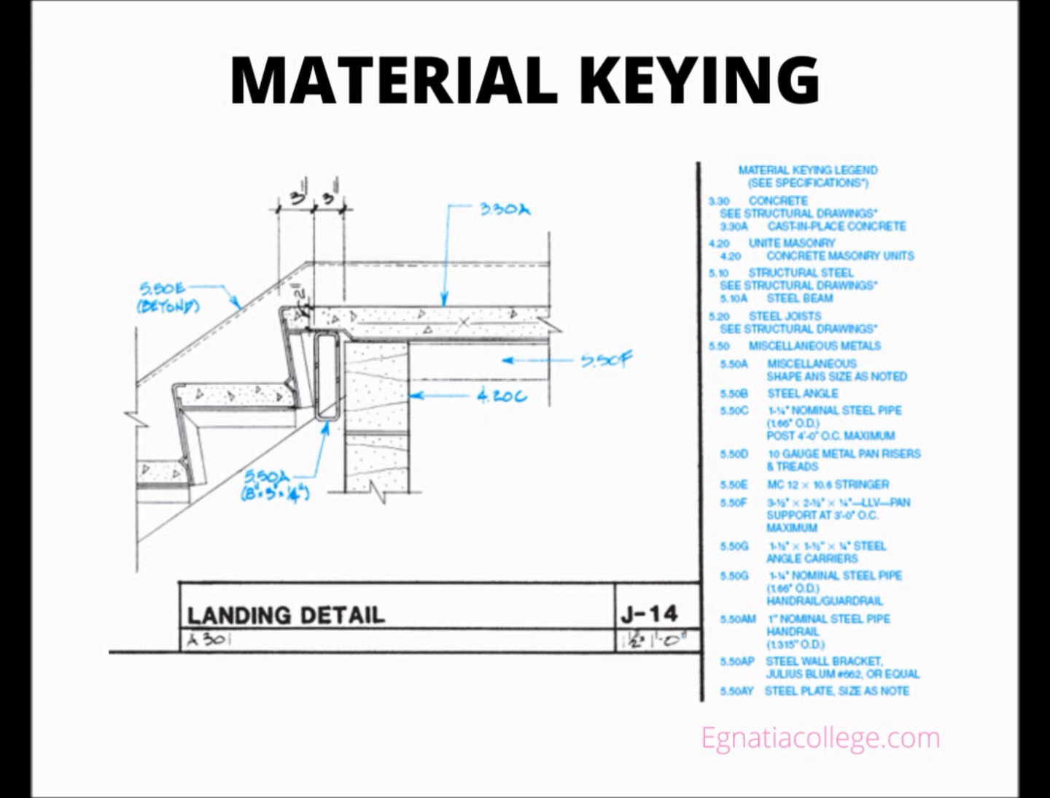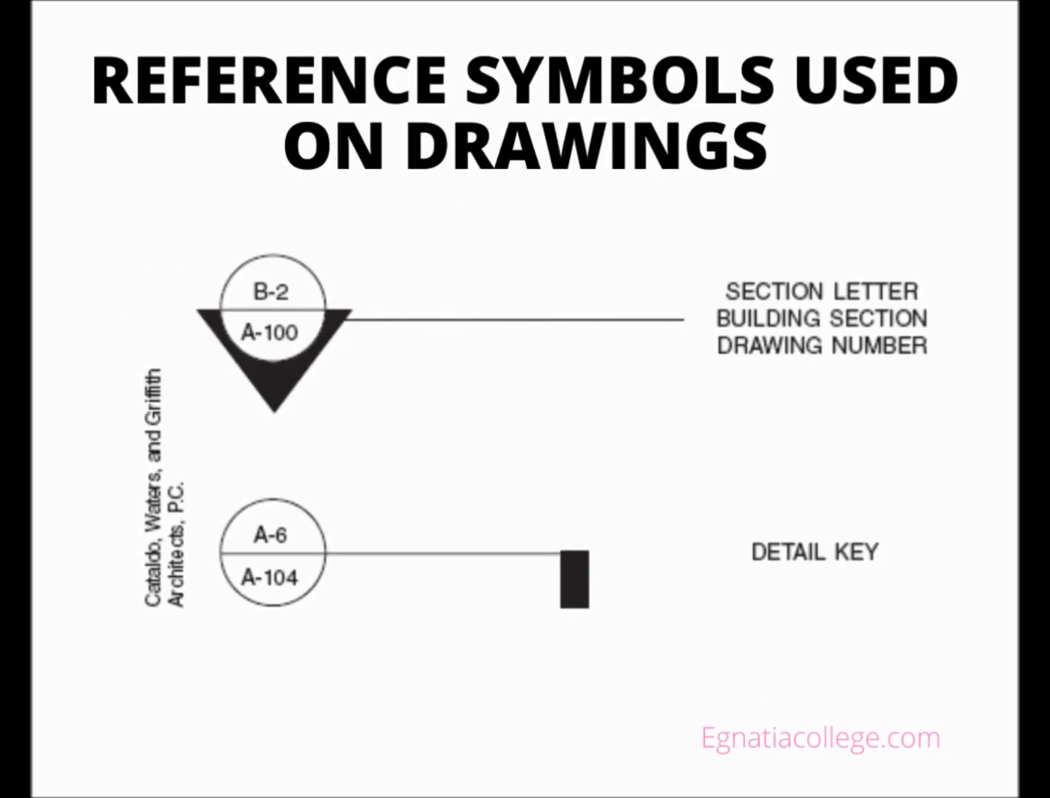Reference symbols used on drawings. A large building such as the school addition requires a large number of sections and details to describe all aspects of the structure. The symbols for section views and the symbols for detail drawings are similar in appearance and format, but have one significant difference.